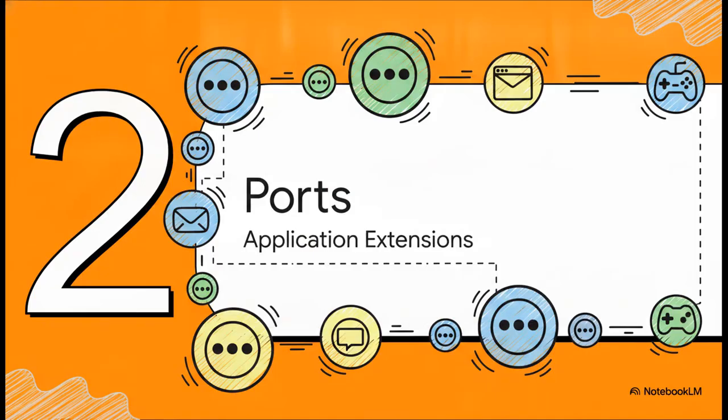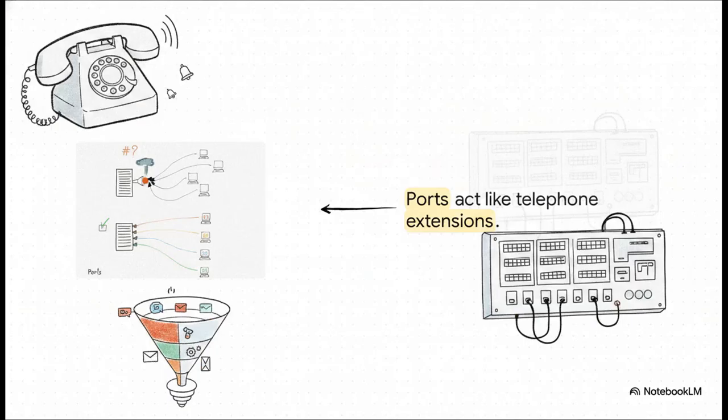Which brings us to Section 2, Ports, the application extensions. Imagine your computer as a large corporate office with just one single main telephone number. That number is your IP address. If someone calls it, they just reach the front desk. To actually speak to a specific person or a specific department, you need an extension number. Well, in networking, these extensions are called ports. Instead of all your data bottlenecking into a single confusing funnel, port numbers neatly separate the traffic. They route specific packets to specific applications that are literally listening on those exact port extensions.